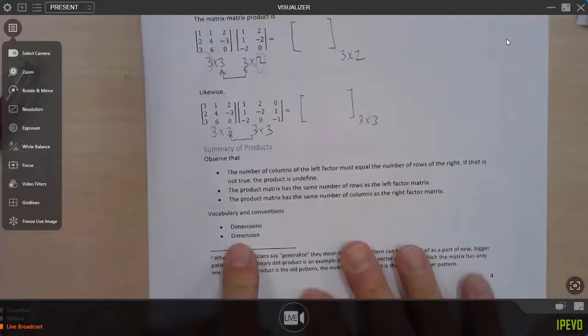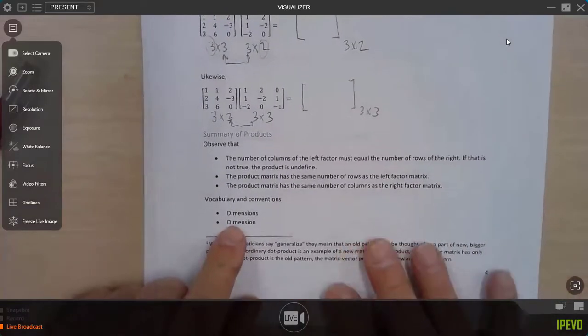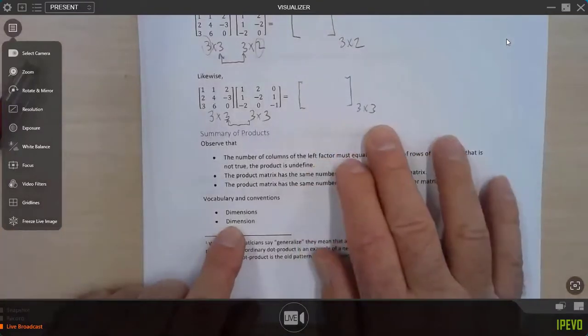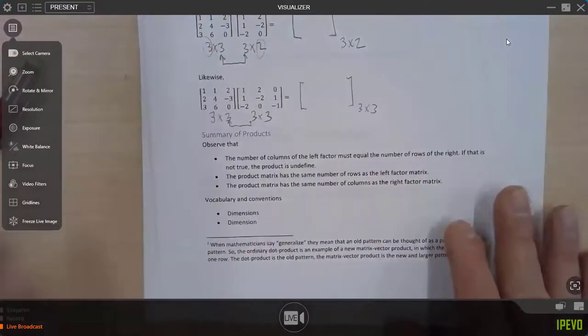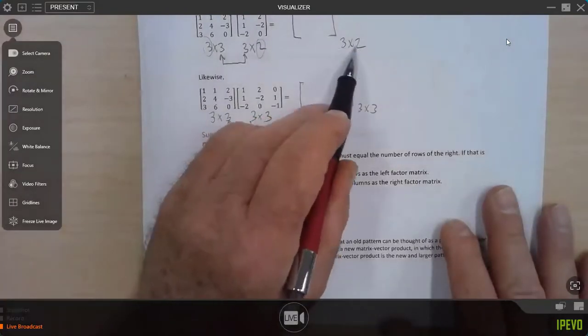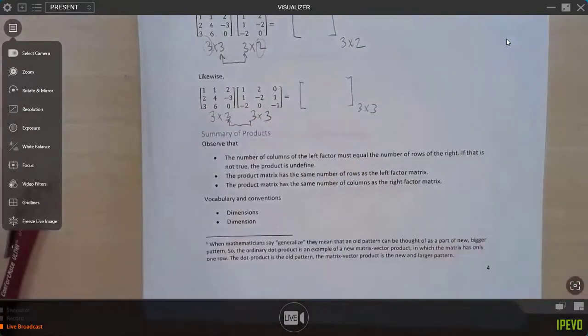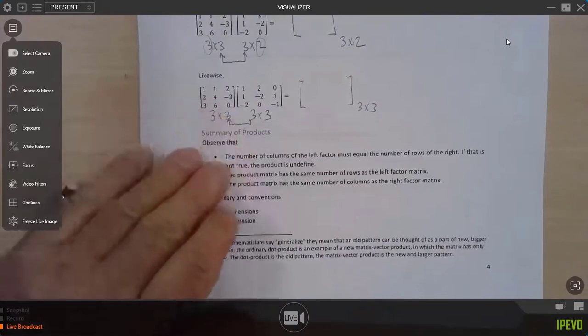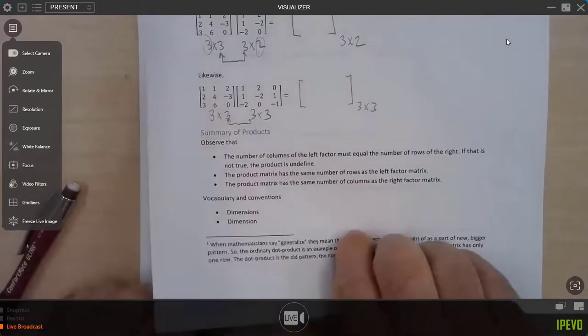Okay, some vocabulary. We talk about the dimension of a matrix is 3 by 2 or 3 by 3, etc. And when we say dimensions, plural, we usually are meaning to kind of focus on the individual pieces. So the dimension of the matrix is 3 by 2, or what are its dimensions? 3 and 2. It means roughly size.